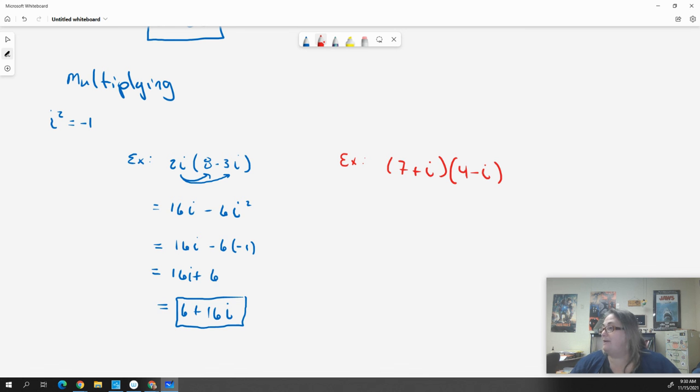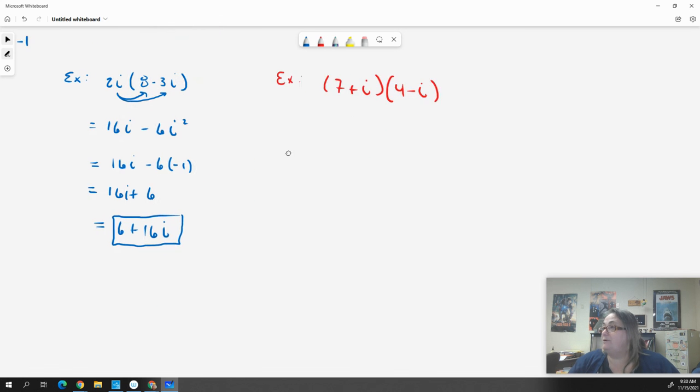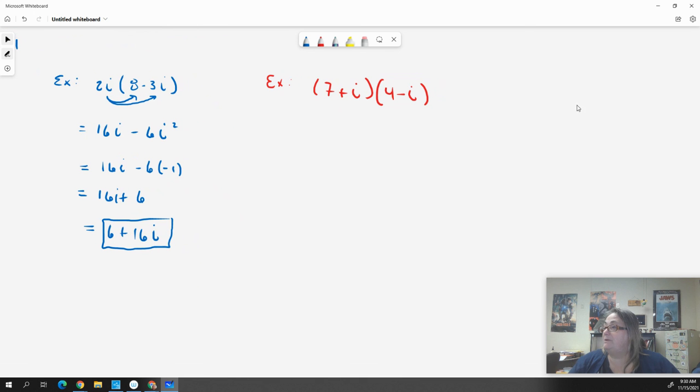FOIL, if you guys remember FOIL. I don't like to use FOIL because it only works if these are each binomials. But ultimately, what I'm going to do is take the 7 and multiply it times each piece, right? 7 times 4 equals 28. 7 times -i equals -7i. Once the 7 has been multiplied to everything, now I'm going to move on to the i. I times 4 is plus 4i. Then I times -i comes out to -i squared.